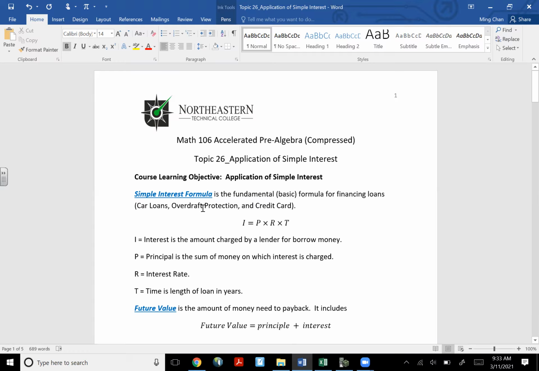Now, the financial industry might use a slightly different version of the simple interest formula, or a formula that is derived from it. But the overall idea comes from this most fundamental basic formula: I equals principal times rate times time. I stands for the interest, the amount charged by the lender for borrowing money. P is your principal, the amount of money that you borrow. R is your interest rate.